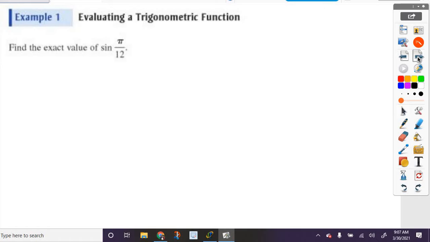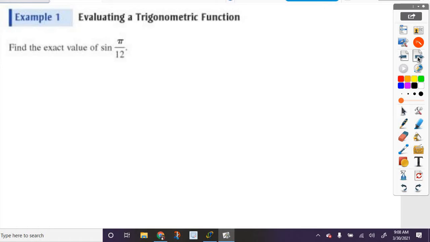So the whole reason why we need our sum and difference formulas is because up until now, if an angle hasn't been on our unit circle, we haven't been able to evaluate it. So in this case, we have pi over 12, and pi over 12 is not on our unit circle.